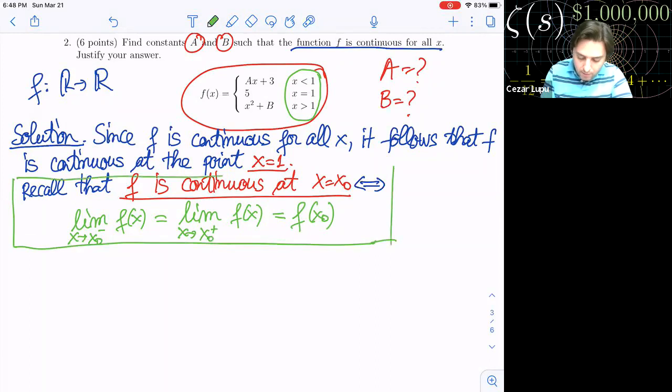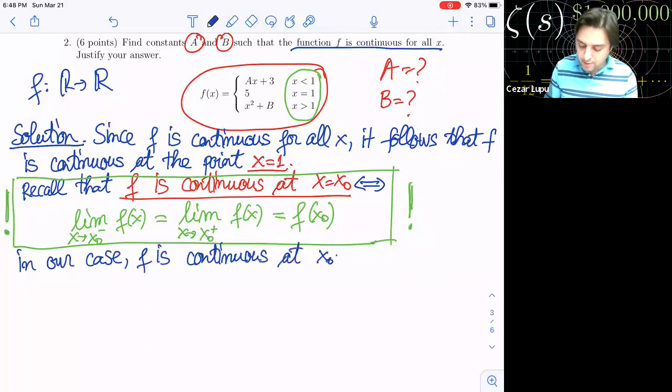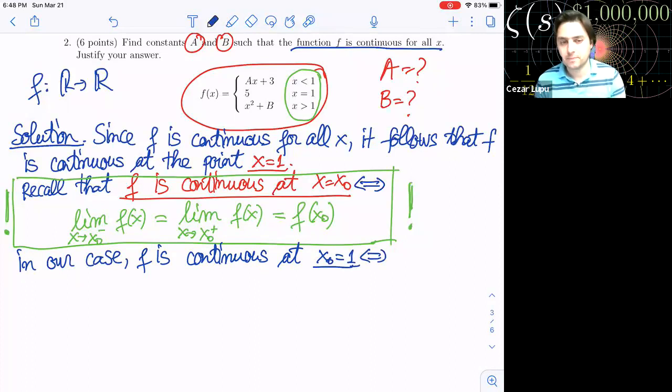Now let's apply our definition in our specific case. So what do we get? Tell me. So in our case, f is continuous at x naught equals 1 if and only if what? Can you tell me? If and only if what?